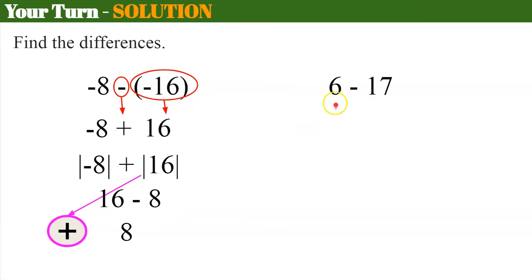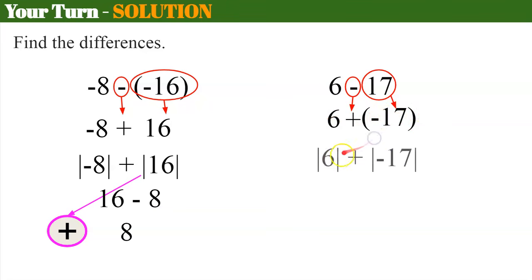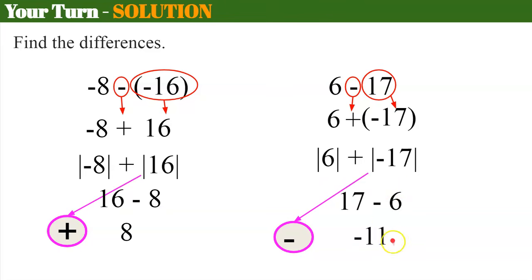The second one, keep the 6, change subtraction to addition, change 17 to the opposite, which is -17. Two different signs, so I'm going to find the absolute value of each. 17 is the larger absolute value, and I need to make note that my answer will be negative. Take the larger absolute value, subtract the smaller. 17 subtract 6 is 11. Remember, it needs to be negative.